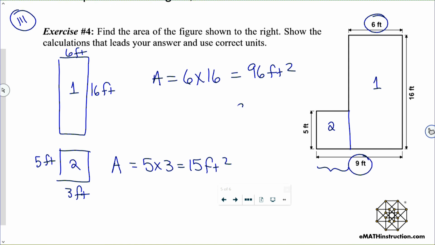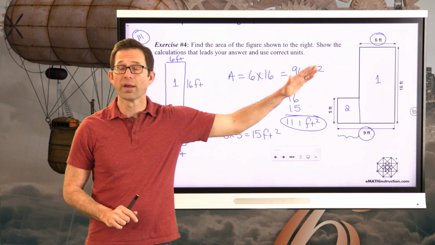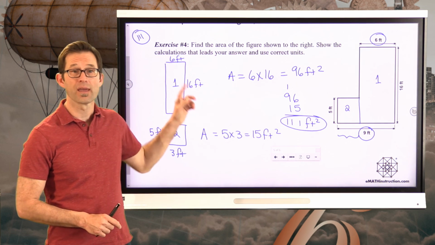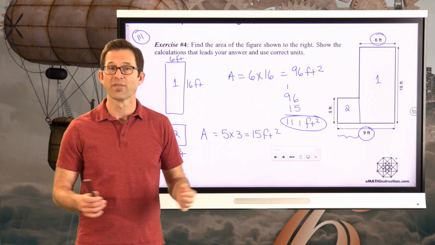And now if I want the total area, I would do 96 plus 15, and I get that 111 square feet. In other words, it doesn't matter, right? Regardless of how I chop that thing up, I get the same area of 111 square feet inside the figure.